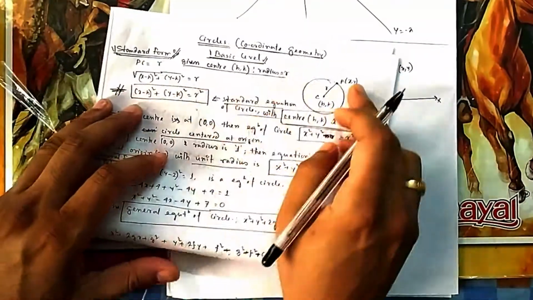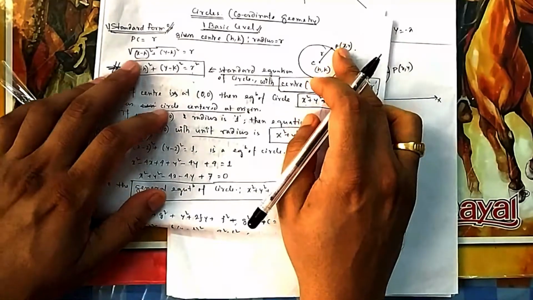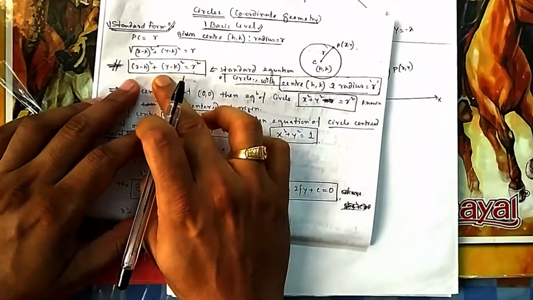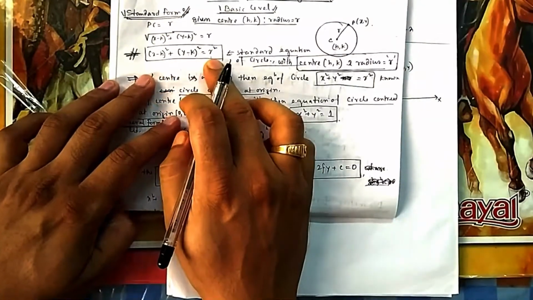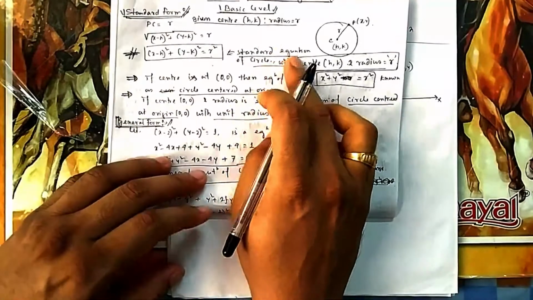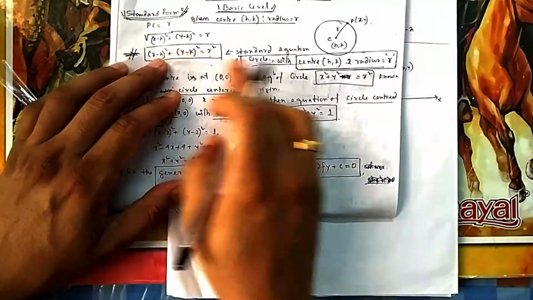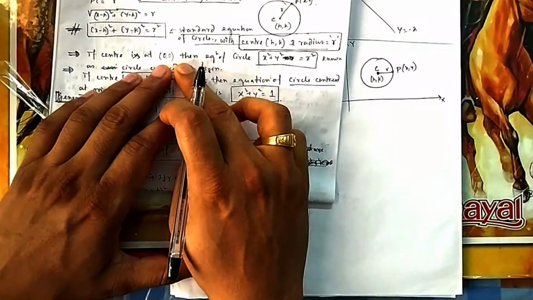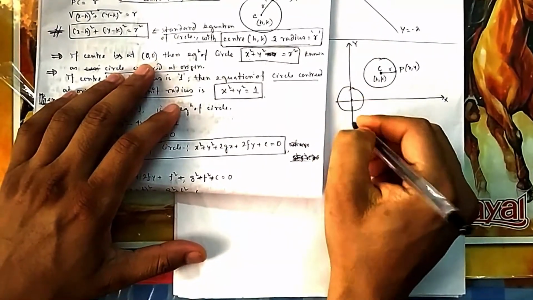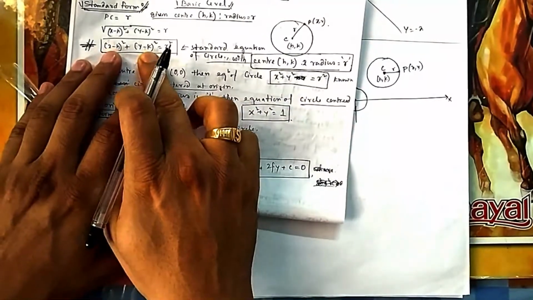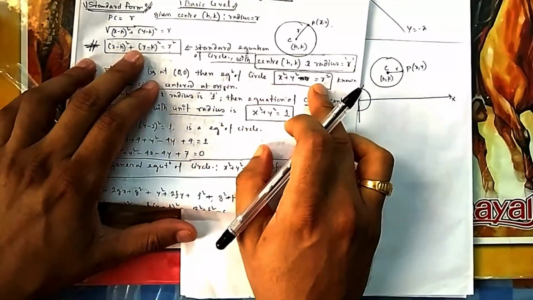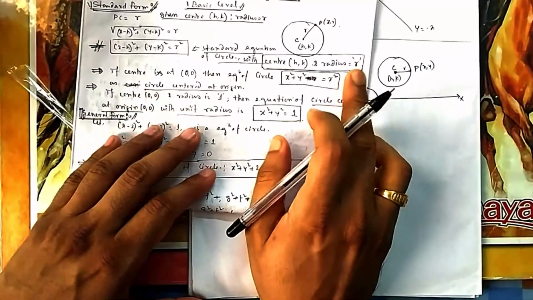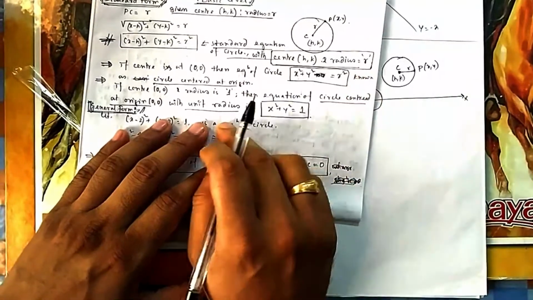So what is PC? PC is the distance between two points. We have seen it is the square root of (x minus h) whole square plus (y minus k) whole square. That should be equal to r, which gives (x minus h) whole square plus (y minus k) whole square equal to r square, which is known as the standard equation of a circle whose center is (h, k) and radius is r. So if you want a circle at center (0, 0), in place of h you will put 0, in place of k you will put 0. So it will be x square plus y square equal to r square. So it is a circle with the origin as its center.